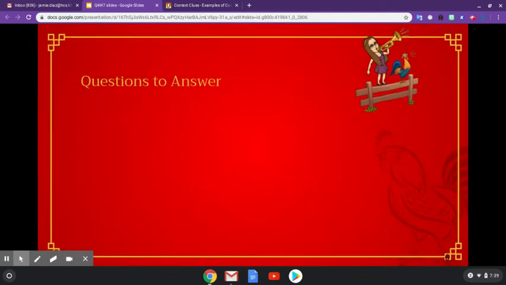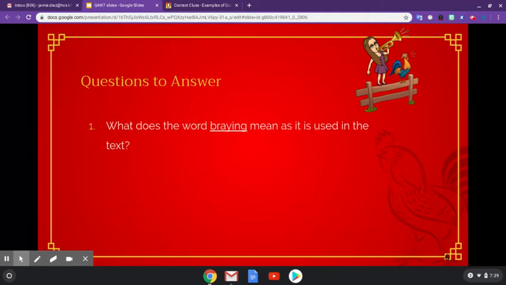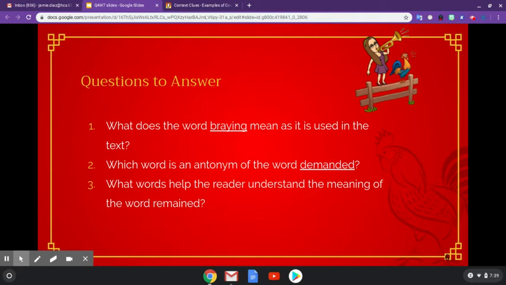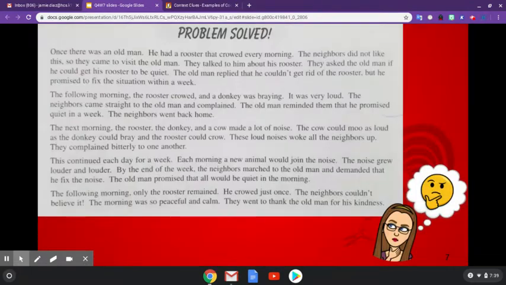Okay. Next, the questions that will be answered today are, what does the word braying mean as it is used in the text? Which word is an antonym of the word demanded? And what words help the reader understand the meaning of the word remained? Going through the text, let's go ahead and read it.